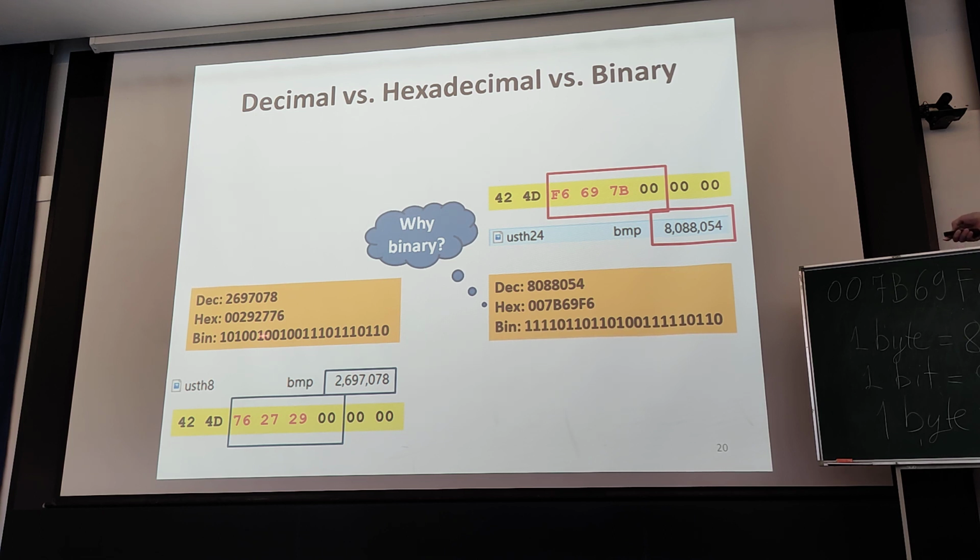Now, you could compare the three numbering systems: decimal, hexadecimal, and binary. And we once again ask about why binary. We could ask again, why binary?